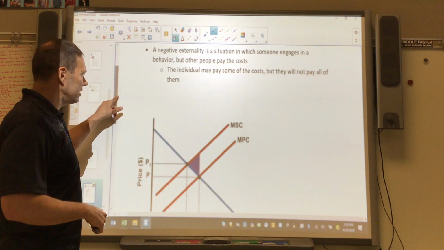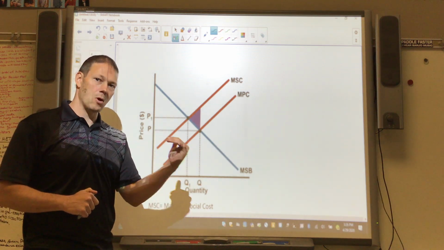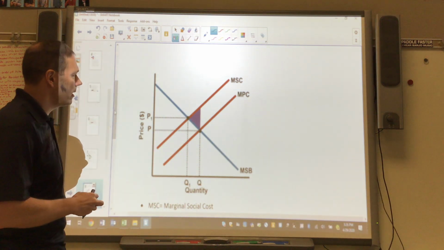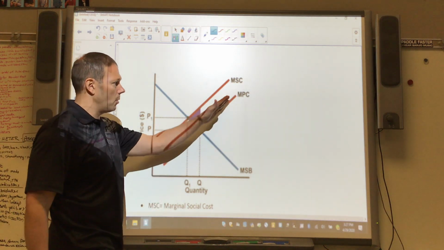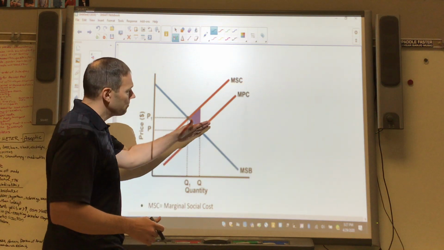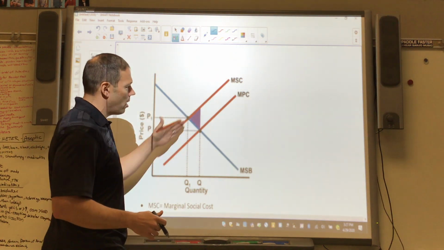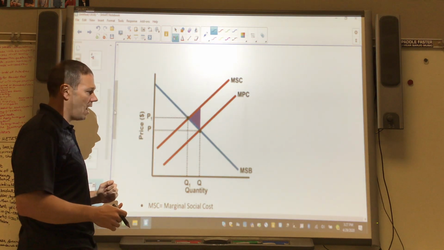And so the problem with negative externalities, this is a difference in costs. Remember, costs are negative, so that's an easy way of thinking about it. So the idea is the MPC represents the marginal private cost. Okay, so that's the cost for the individual. But remember, society's costs are higher. That's why the MSC, marginal social cost curve, is higher.